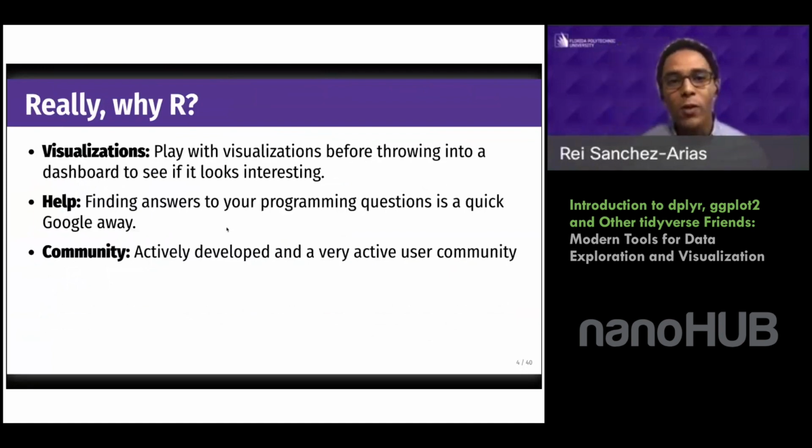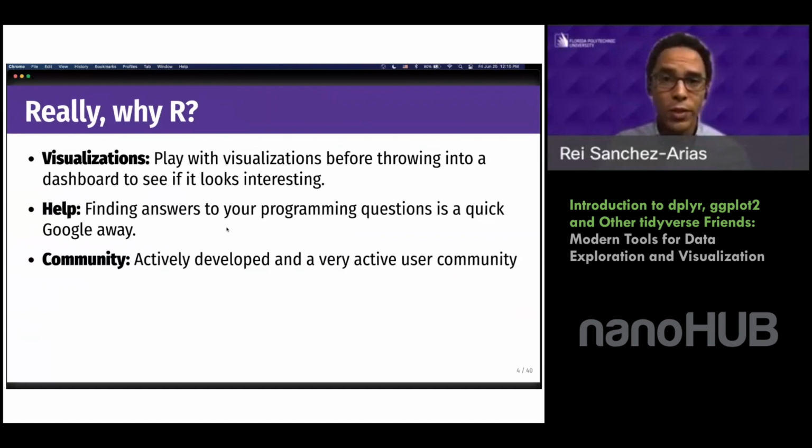So again, really, why R? Well, another couple of things: visualizations. You can play with visualizations before throwing them into a dashboard to see if it looks interesting. You can actually generate publication-ready visualizations, and you're going to see a couple of those within the resources that you have on Nanohub in this particular tool. It's very easy to find help nowadays. Finding answers to your programming questions is just a quick Google away, or Stack Overflow or other communities. And that community is actively developed and has a very active user community. So those are some of the reasons.